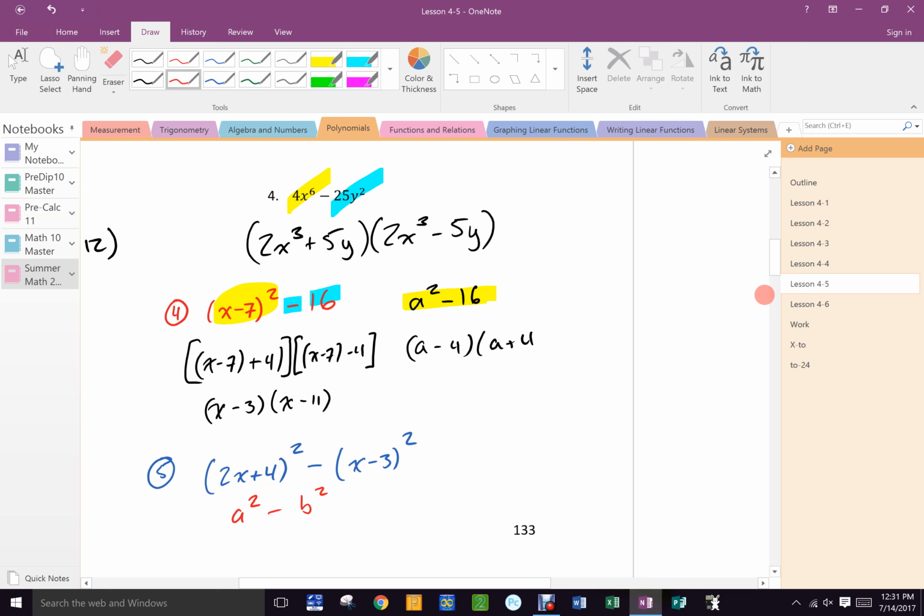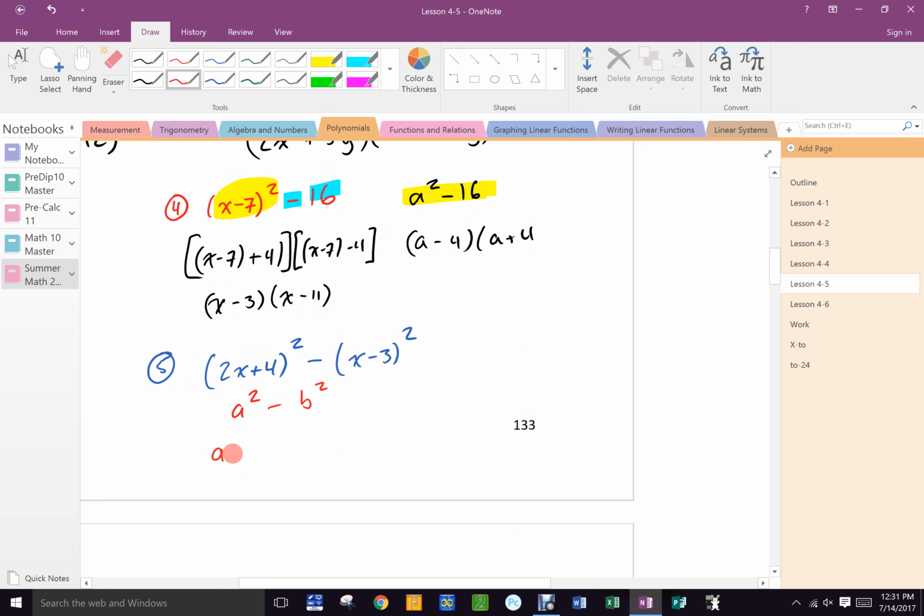Now if I gave you this, we know what the answer would be. It's a plus b and a minus b, isn't it? Well, didn't we say a was 2x plus 4? And didn't we say b was x minus 3? So plus b. So it's plus what? X minus 3. What's 2x plus 1x? 3x. What is 4 minus 3? 1. That covers a plus b, doesn't it?